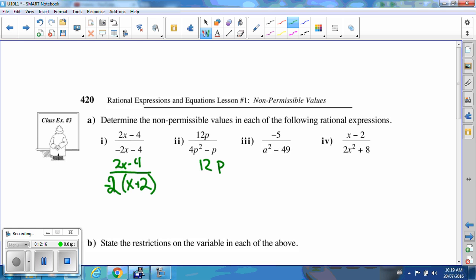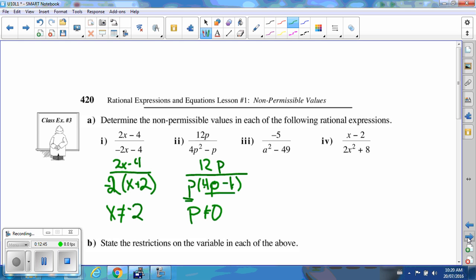Here, I'm going to take out a p, and then I have 4p minus 1. And therefore, here my restriction was x cannot equal -2, or non-permissible of -2. Here, p cannot equal 0. That's that one. And this is a little bit harder to see. It's going to be +1/4. You flip the sign and then go this over this.